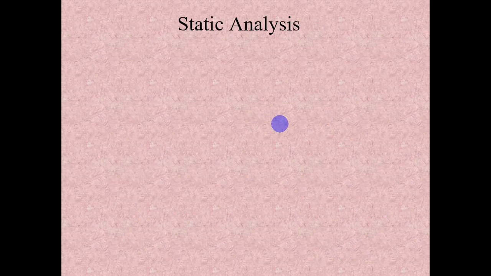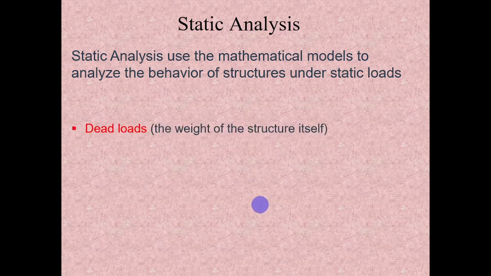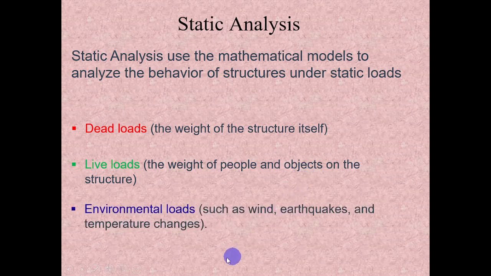So static analysis uses mathematical modeling to analyze the behavior of a structure under only static loading conditions. For example, it can be a dead load, the weight of the structure itself, or a live load, a people load, or some superimposed loads like a table, chair, all those things, and environmental loads such as wind, earthquake, and temperature changes.